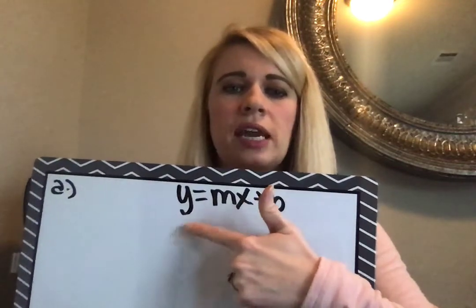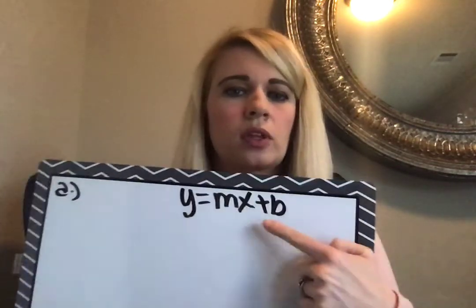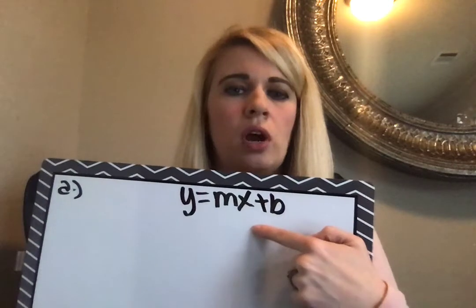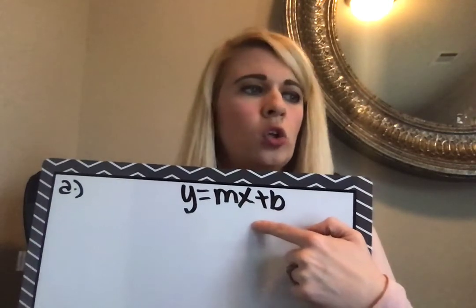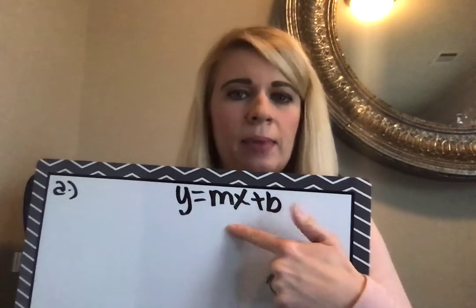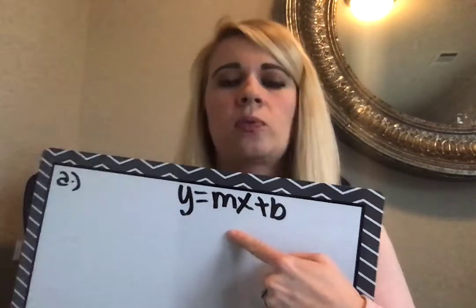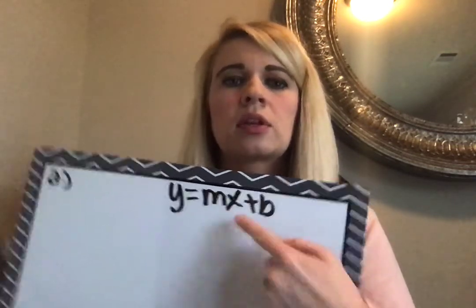Y is going to stand for your cost. Your X is going to stand for your amount of months. Your M is how much it's costing per month. Well, how much is it per month? You should have said 20. So for A, you got Y equals 20.